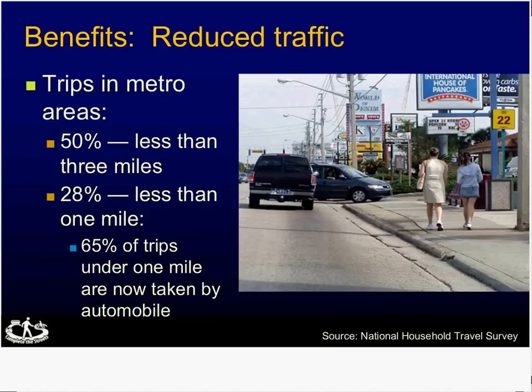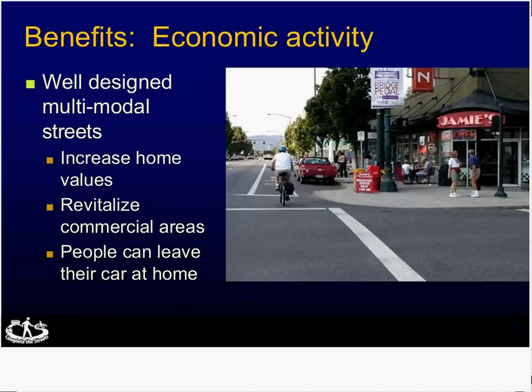One thing to keep in mind is that 50% of trips in metropolitan areas are less than 3 miles. That's a perfect distance for someone to get on a bicycle and get there in 5-10 minutes. 20% of trips are less than 1 mile. Those are trips that could easily be done by walking or biking, and yet 65% of those trips are now taken by an automobile.